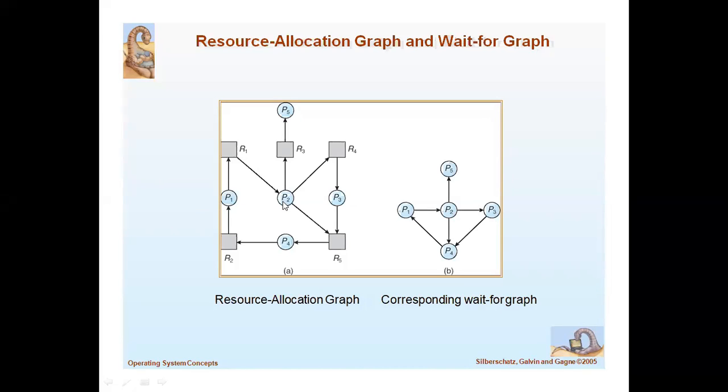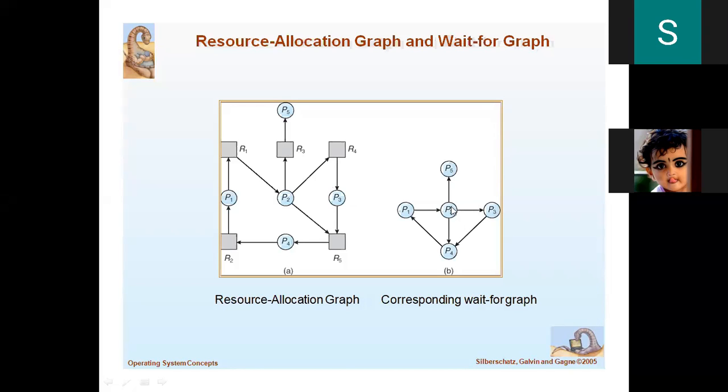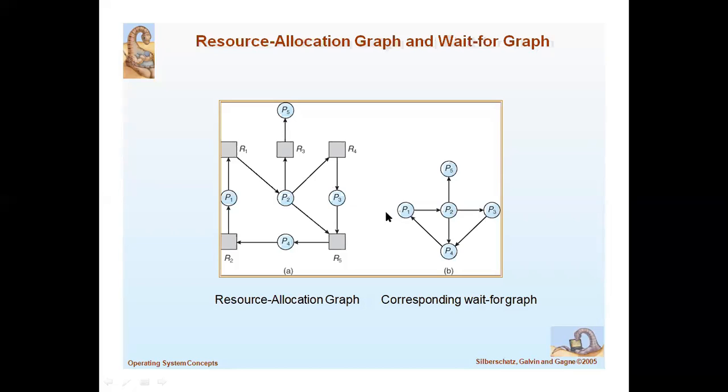And see here, P2 is waiting for resources R3 and R4. But those resources are held by P5 and P3. Simply we have to give the connection: P2 to P5 and P2 to P3. So see here, P2 to P5 and P2 to P3. And coming to P3.